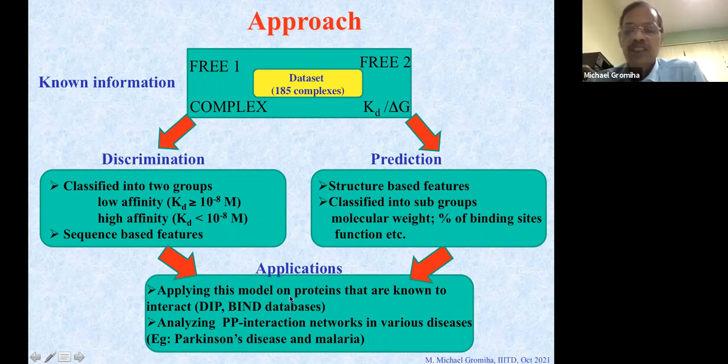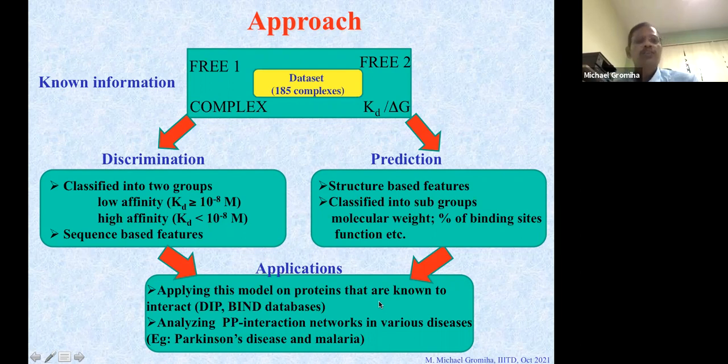Mainly there are various protein-protein complexes reported in the DIP or the BIND databases. Y2H experiments or SPR experiments can tell that these proteins interact, but whether it is a high binding or low binding is not available. So we can use these sequence-based features to analyze these interacting proteins. We also constructed a network for the human pathogen interactions, and we see whether hub proteins are mainly with the low affinity complexes or the high affinity complexes and so on. So you can do this for protein-protein interaction networks in various diseases.